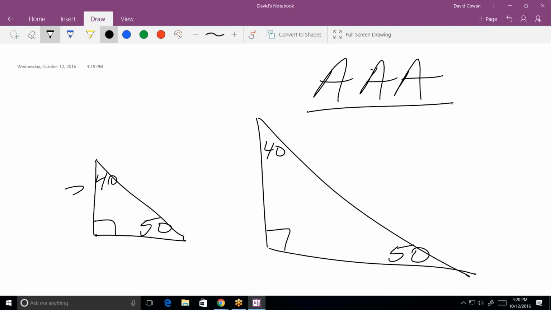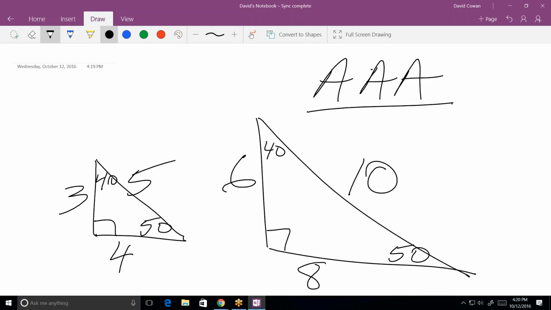And, you know, maybe this is a 3, 4, 5, and this is a 6, 8, 10. So when you have two triangles that are similar, they have the same three angles, but they can have three different sides. But notice the sides are proportional. In other words, this triangle over here, every side is exactly twice the triangle over there. And that's what proves similarity.